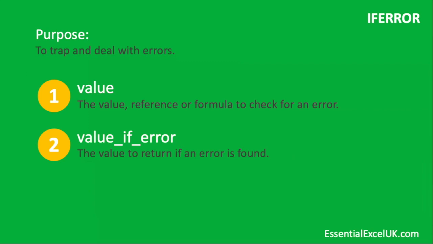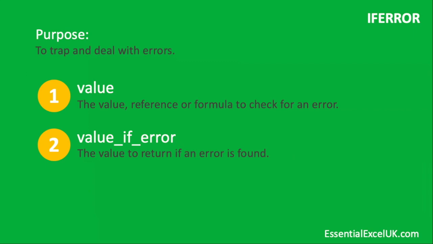Cool, so going into the formula, we have two different parts to the IFERROR function. So the purpose of the function is to trap and deal with errors. The IFERROR function is made up of two parts. Number one is the value, and this is the value, reference or formula to check for an error. And number two is value if error. So this is the value to return if an error is found.